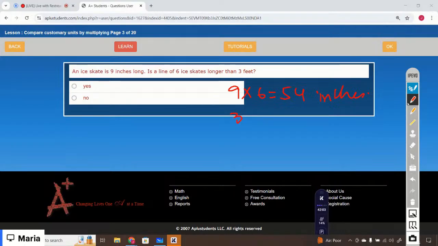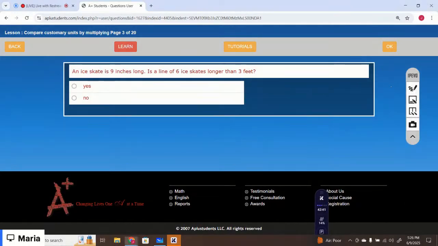Now we need to convert 3 feet to inches. So 3 feet equal how many inches? We need to multiply it by 12 because 1 foot equals 12 inches. So 3 times 12 is 36 inches. So 54 inches is more than 36 inches. So the correct option is yes.